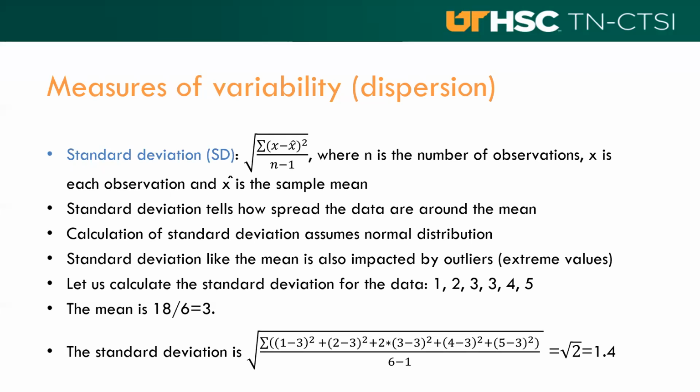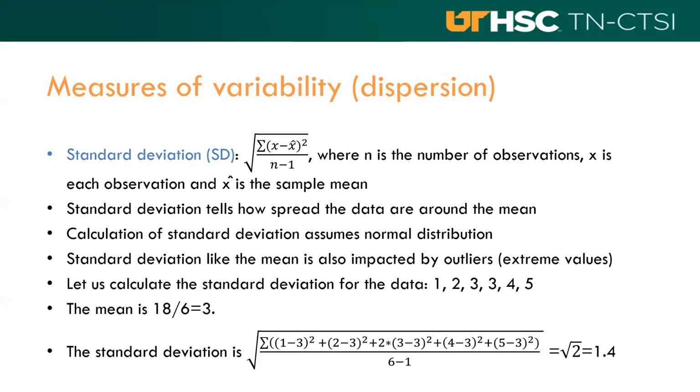The standard deviation is the square root of the sum of the squared differences between a given observation and the mean of that sample, divided by the number of observations minus one. The minus one is due to the degrees of freedom: if we need to determine other values, we can use n minus one observations, where n is the number of observations, x is each observation, and x bar is the sample mean.